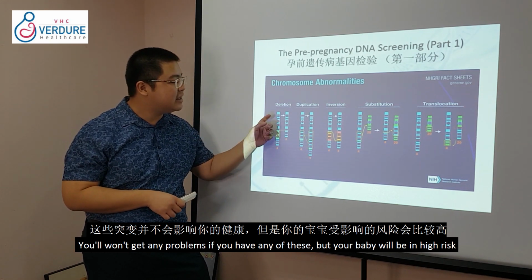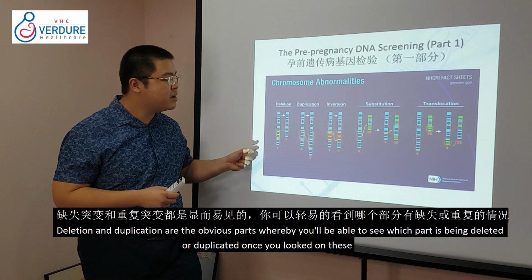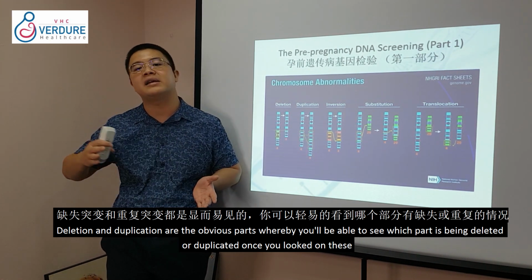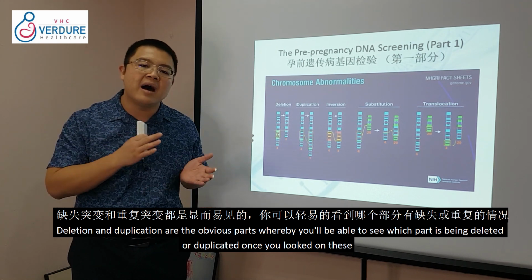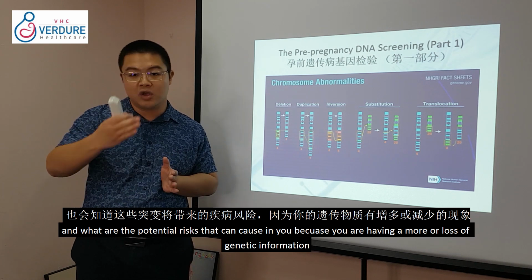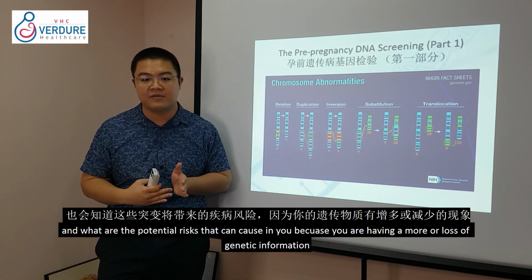Deletion and duplication are the very obvious part, whereby the moment we have a look at those, we will be able to see what part has been deleted and what part has been duplicated, and what the potential risks are that can be caused to you yourself, because now you are really getting more or less genetic information.